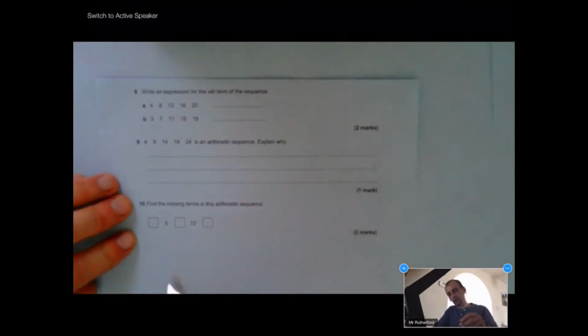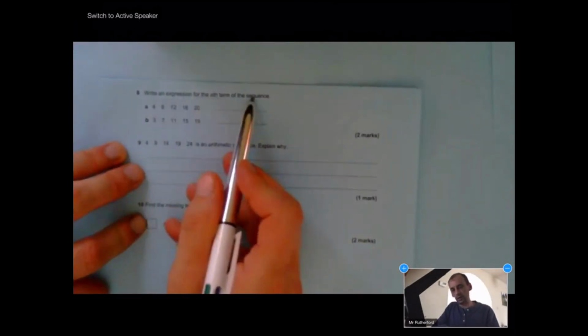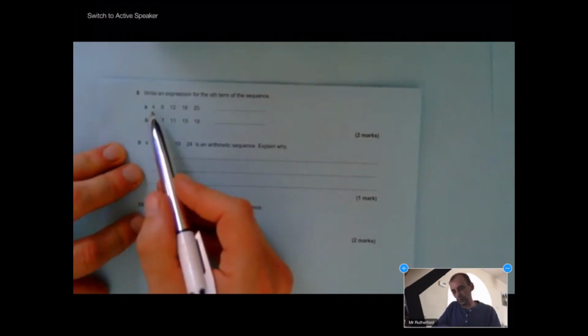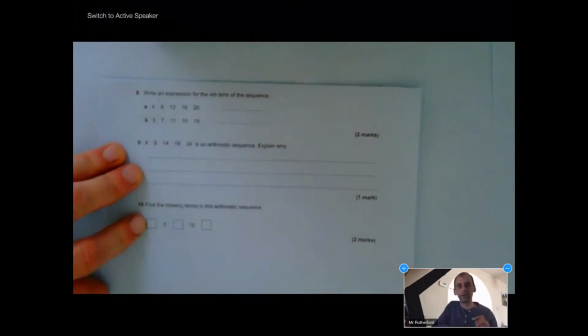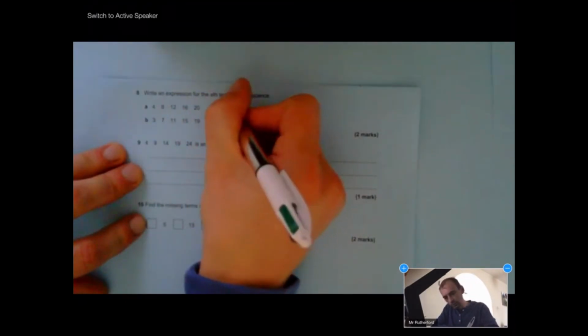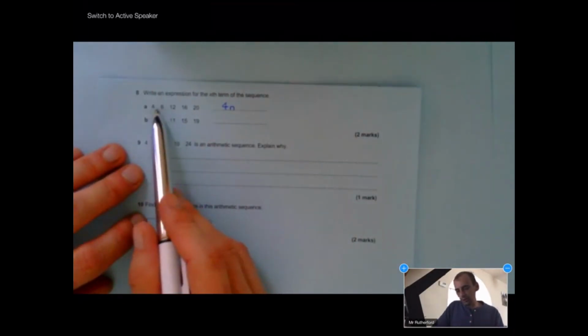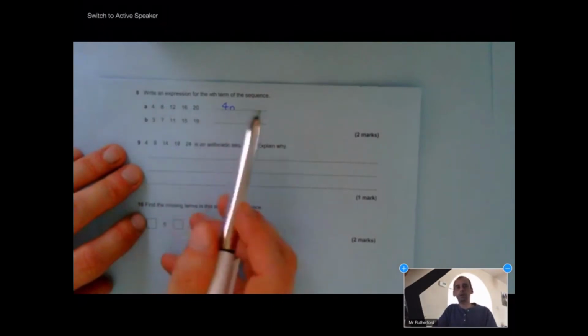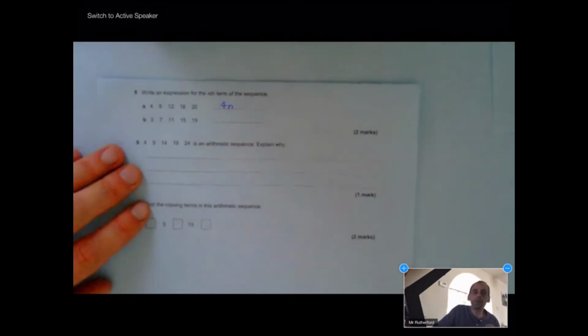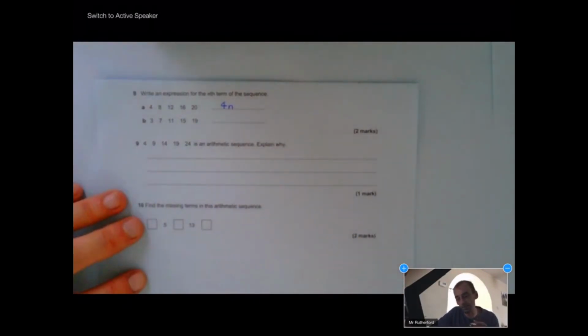So question 8. Write an expression for the nth term of these sequences. So 4, 8, 12, 16, 20. So it's going up in 4s, so it's going to be linked to the 4 times table or linked to 4 times the position number. Okay, and actually those numbers are the 4 times table, so we don't need to add or subtract anything, so it is just 4n. If you have written down 4 times n or n times 4, it doesn't say write it as simply as possible, so you can have that.